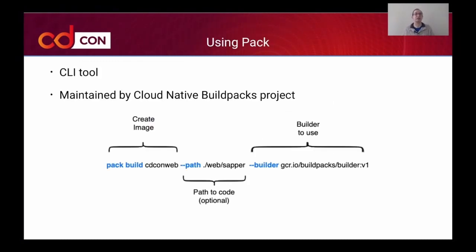So for this demo, we're going to use Pack, which is a CLI tool maintained by the Cloud Native Buildpacks project, but there are multiple implementations of Buildpacks. Now, when we're using Pack, this is what the commands are going to look like. So I'm going to say, Pack, build me an image with this name. Then I can give it additional parameters. So this is the path to where my code lives, and then I'm telling it which builder to use.